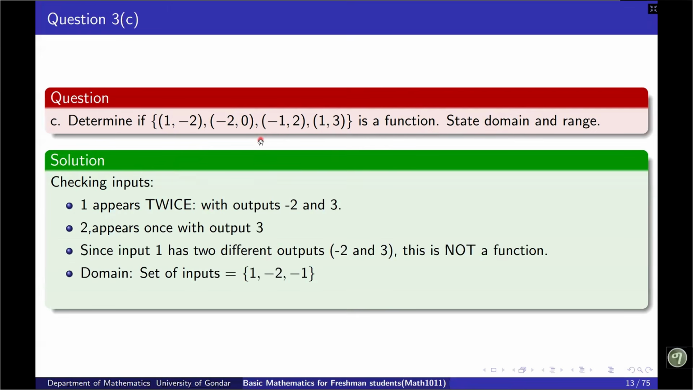Even though it is not a function, its domain could be the set of the first coordinates, that is 1, -2, -1, and 1 here. And the range could be a set containing -2, 0, 2, and 3. -2, 0, 2, and 3. Therefore, the relation is not a function, and its domain is this one.